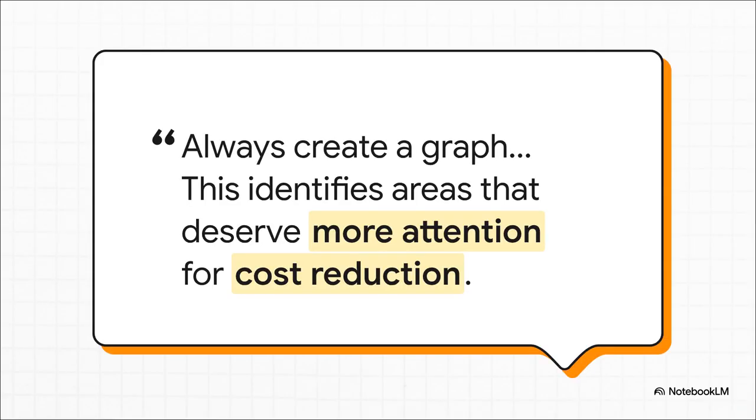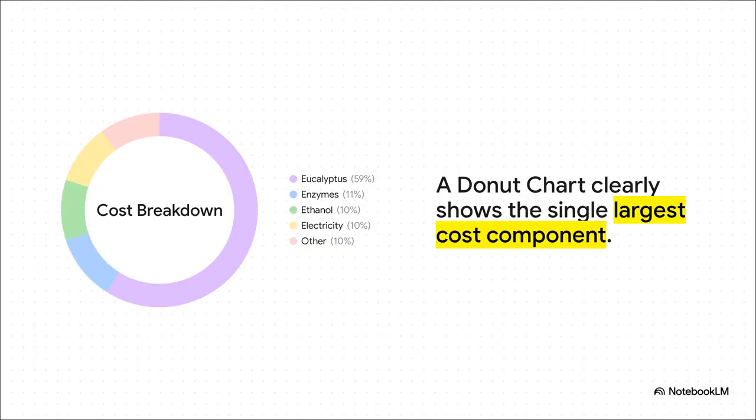And that brings us to this key idea. It's not just about getting the final number. It's about understanding the pieces. The real magic happens when you visualize the breakdown, because a good graph doesn't just show you data. It tells you a story and shows you what to do next. Remember that donut chart from our jet fuel plant? It's a perfect example. It takes a boring table of numbers and instantly turns it into a strategy. Your eye goes straight to that huge slice for eucalyptus, and you know immediately that's the place to focus on for cost savings.